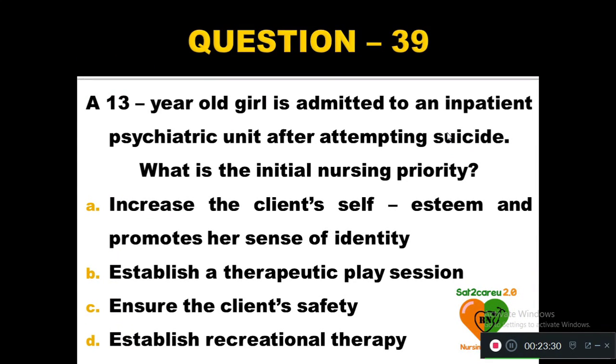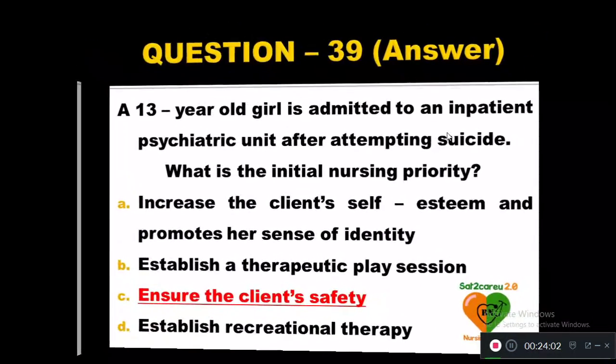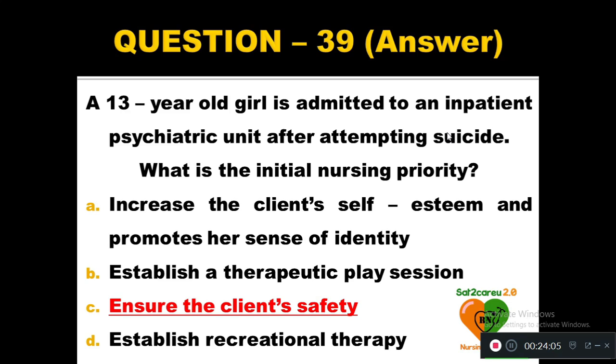Question number 39. A 13-year-old girl is admitted to an inpatient psychiatric unit after attempting suicide. What is the initial nursing priority? Option A, increase the client's self-esteem and promote her sense of identity. Option B, establish a therapeutic play session. Option C, ensure the client's safety. D, establish recreational therapy. The correct answer is option C, ensure the client's safety. It is very important for a client who has already attempted suicide.